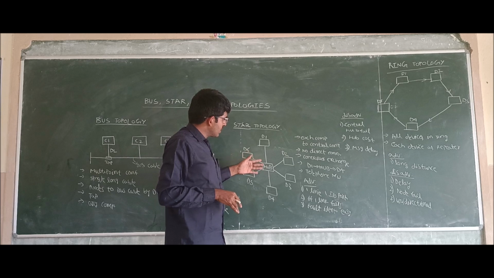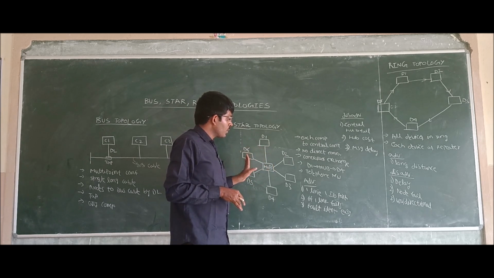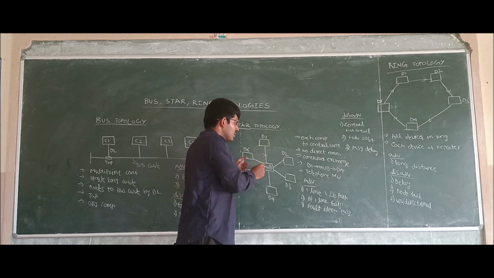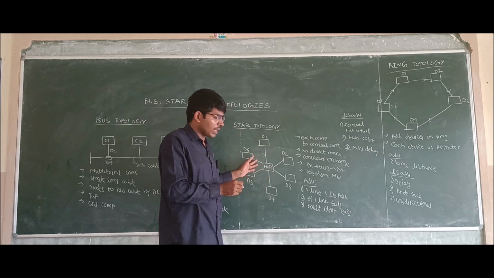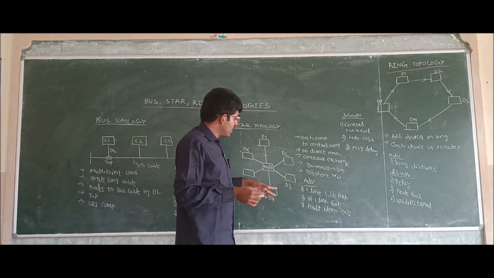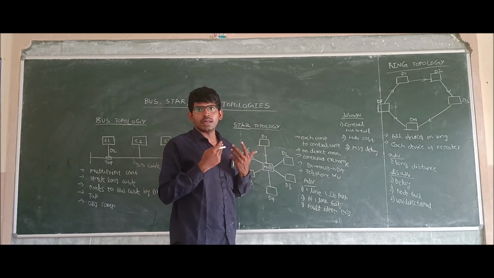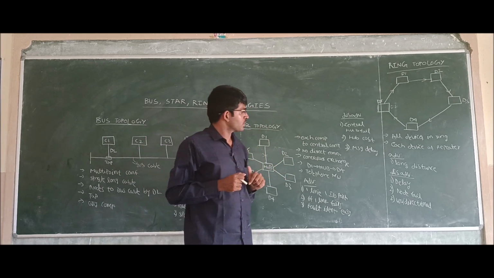The advantage is we are using from each device one line and one IO port, and if any one link fails, then there is no problem for the remaining communication. And fault identification is also very easy. But the disadvantage is if the hub fails, then the entire communication will be stopped.